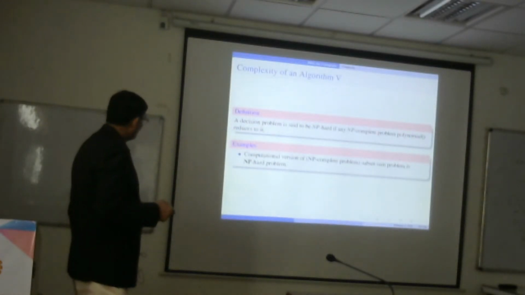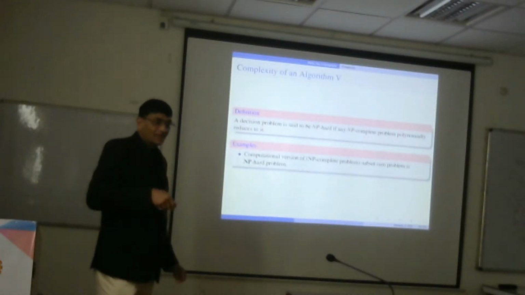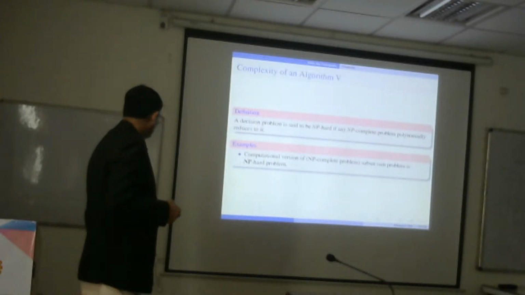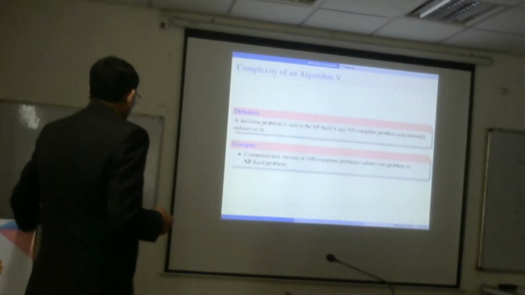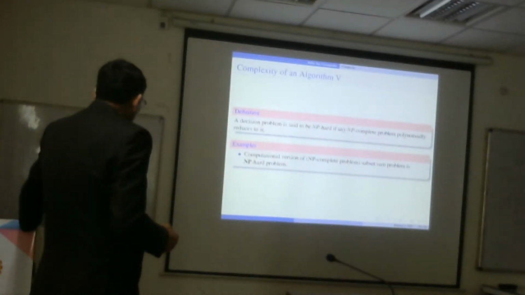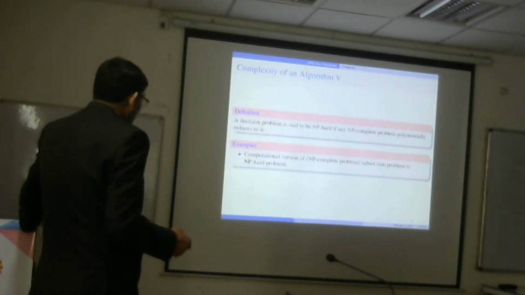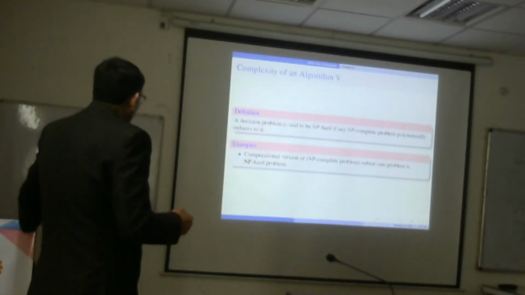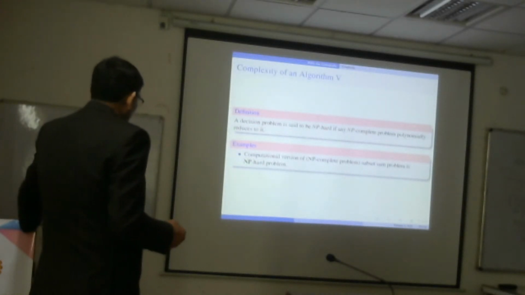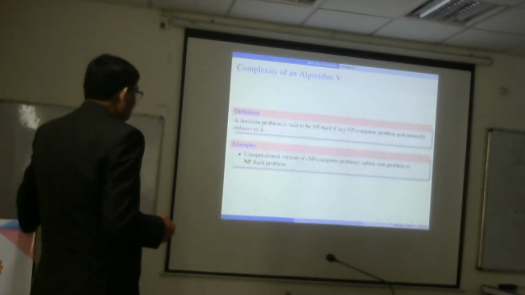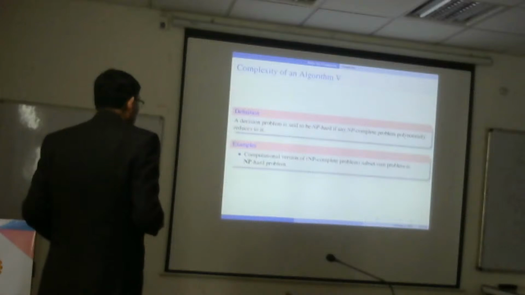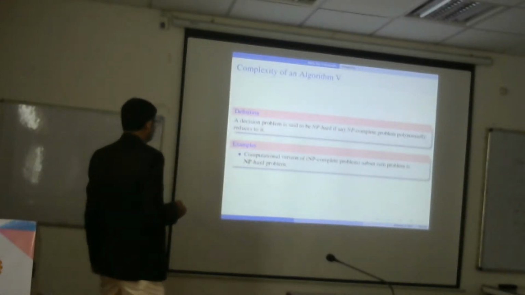Now we are coming to the NP-hard problem. This is the hardest problem in the NP set. The computational version of an NP-complete problem is an NP-hard problem. So, if we have that kind of set in the subset sum problem, then find that set. Computationally determine that set.